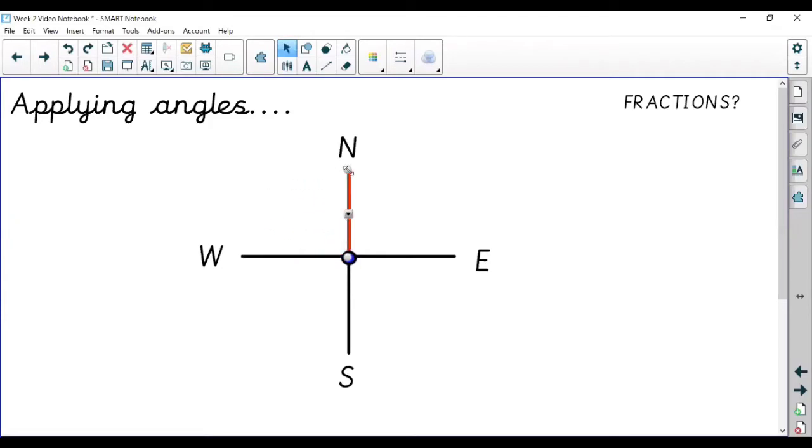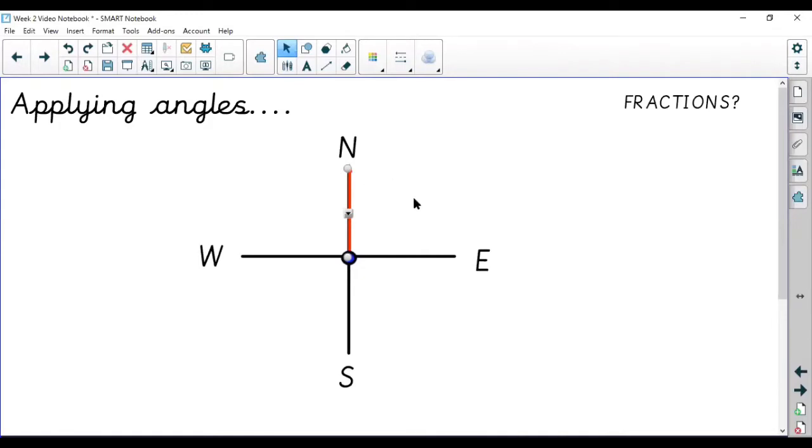And then the last one, if I move from north and go full circle, so 1, 2, 3, 4, that's 1 lot of 90, 2 lots of 90, 3 lots of 90, 4 lots of 90, that is 360 degrees. So when we turn full circle on something, that is 360 degrees, okay? So that's how we can apply that to this.